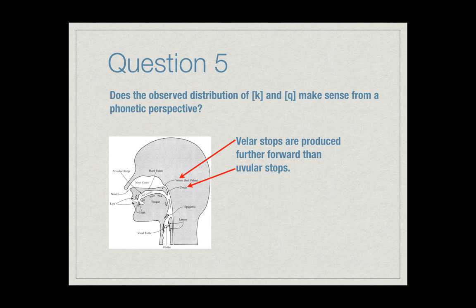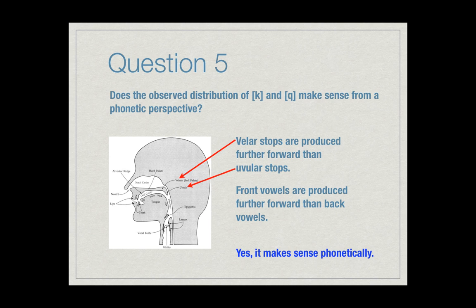Now think about the environment in which each allophone occurs. The velar stop is always preceded by front vowels. The uvular stop is always preceded by back vowels. Front vowels are produced further forward in the oral cavity than back vowels are. So the fact that velars come after front vowels and uvulars come after back vowels is not surprising. It makes good sense from a phonetic perspective.